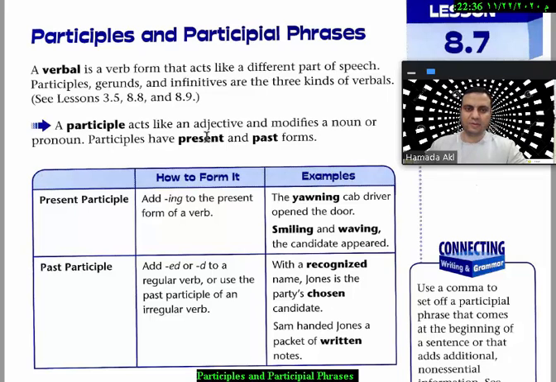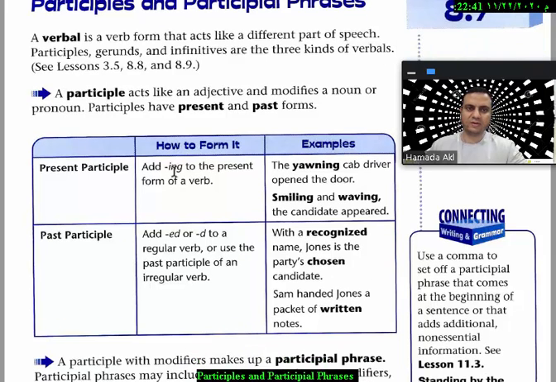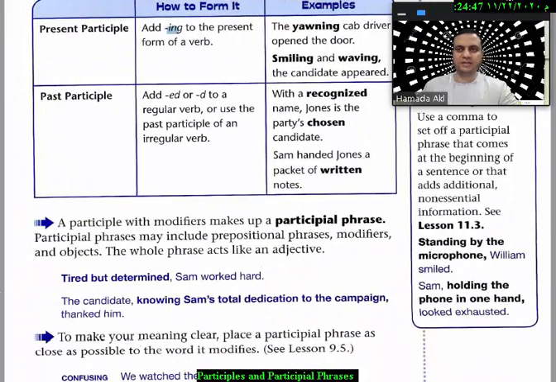A participle acts like an adjective and modifies a noun or a pronoun. Participles have present and past forms, as we said. The present participle is always when you add an ing to the verb. As you can see in this example, we've used a comma to separate the participial phrase from the rest of the sentence. Also in this example, tired but determined, Sam worked out, so there is a comma to separate the participial phrase from the rest of the sentence.